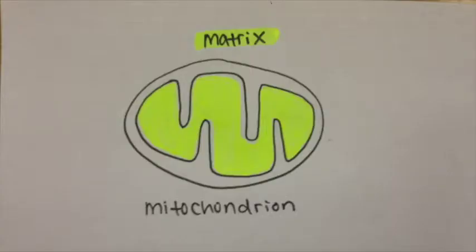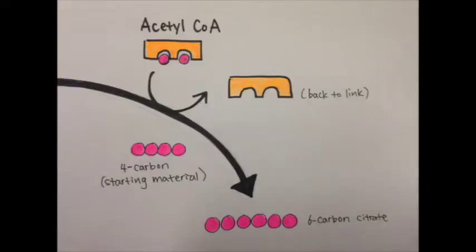The second stage of aerobic respiration is the Krebs cycle, which occurs within the matrix of the mitochondria. A 2-carbon fragment of pyruvate is used to form acetyl-CoA. The acetyl-CoA enters the Krebs cycle, and the coenzyme A is released and can return to the link reaction to form another molecule of acetyl-CoA.